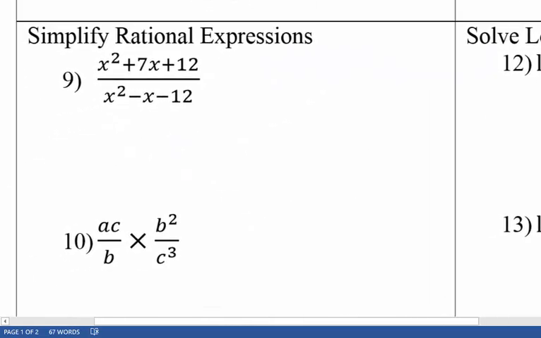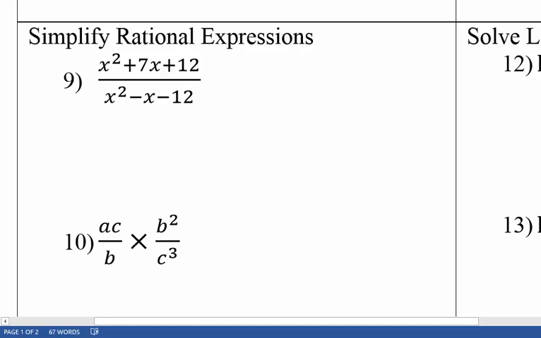Simplify rational expressions. To do this, I need to factorise, and then I'll cancel. And you'll always get one like this. So to factorise, I need to find two numbers that add to 7x and multiply to the 12. Over here, 1 and 12 times to the 12, 2 and 6 times to the 12, 3 and 4 times to the 12, and then I'm up to 4. So that's what I need to do.